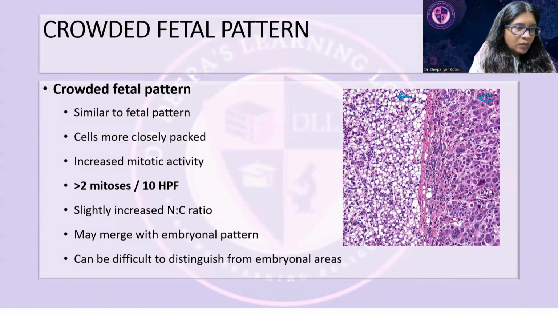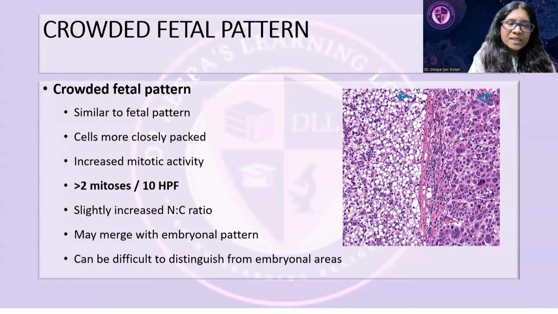Then moving on to crowded fetal, I wanted to look at this pattern. Both of the halves of this image have pure fetal only, but the one on the right is crowded. This is called a crowded fetal pattern. The crowded fetal pattern is closely related to the conventional fetal pattern. The cells remain the fetal type, but they are more closely packed, and they show more mitotic activity. The important numerical distinction is that the crowded fetal has more than 2 mitoses per 10 high-power fields, while the normal fetal has less than 2.